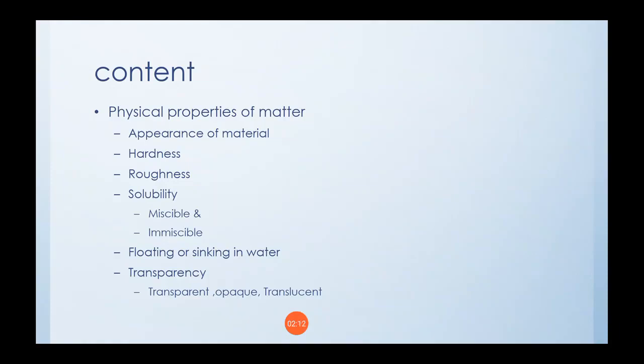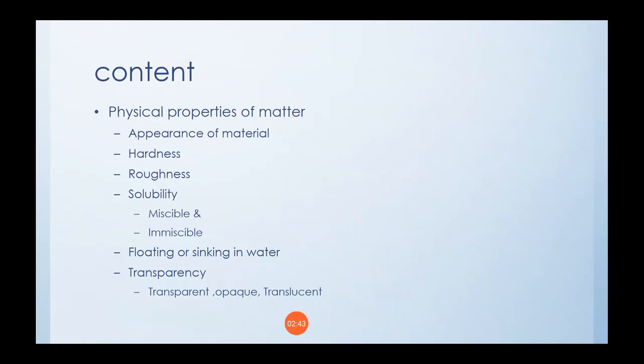Now we are going to see how matter is classified. In science, matter is classified as three types: solid, liquid and gas. But with physical properties, that is appearance, how it looks like, and what possibilities we have to classify those things, that we are going to see in today's class.